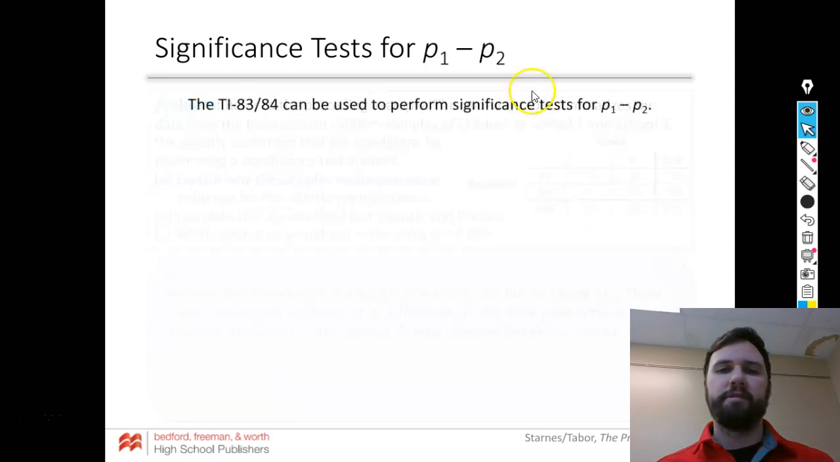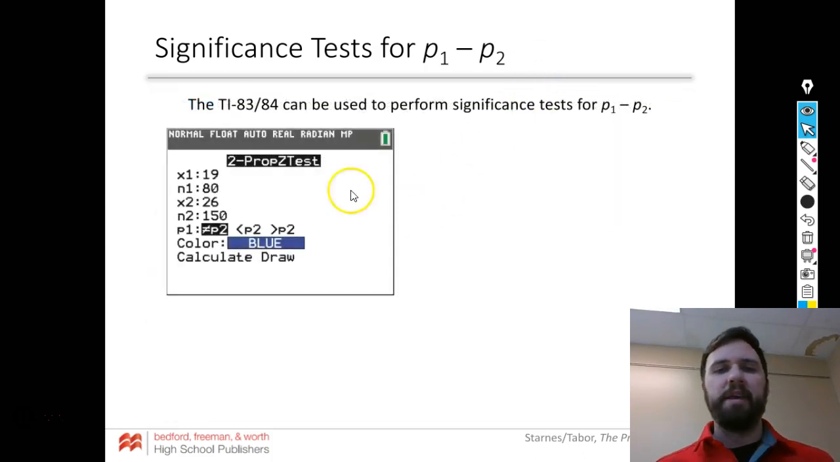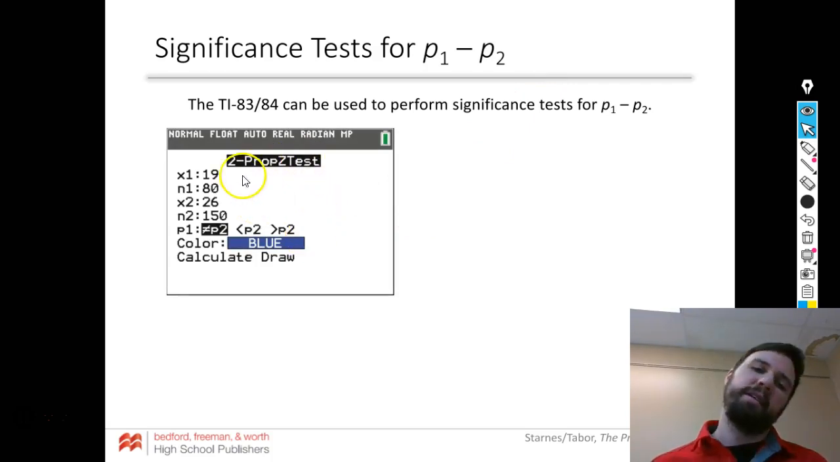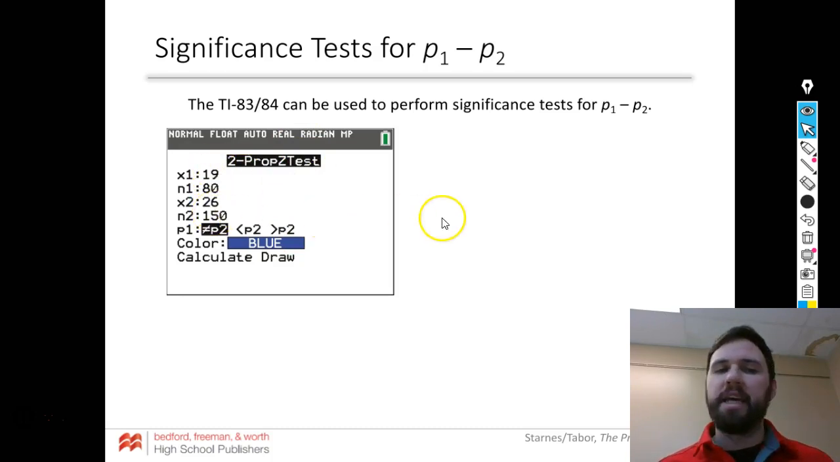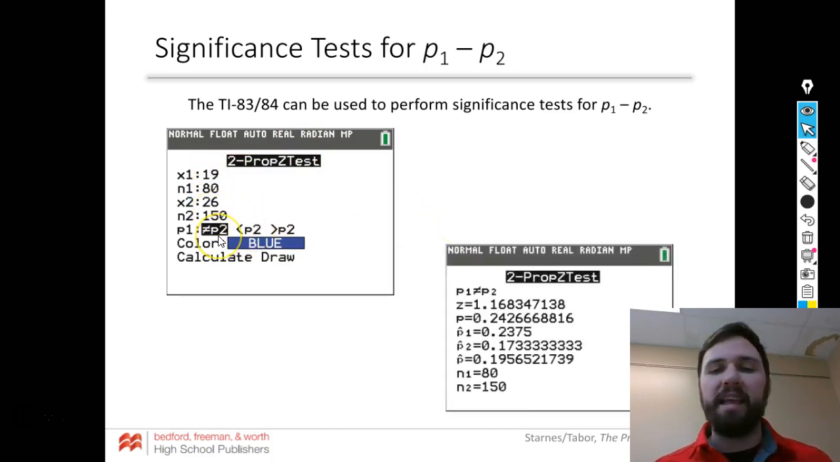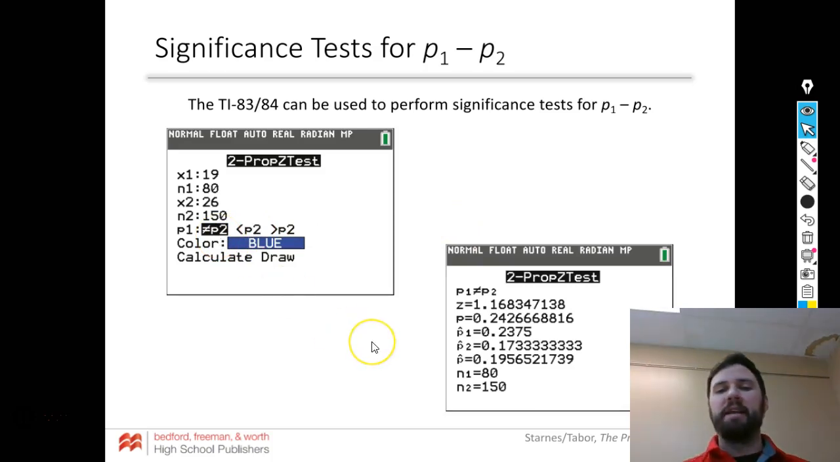Now let's say I was using a calculator. I would do a two sample prop Z test. Okay, it's a Z significance test. And I plug in my x1, same things I did before. And I put in not equal to for my alternative. And again, it'll give me Z, it'll give me P, it'll give me all the data. It's beautiful. You've got to learn how to do this on your calculator.